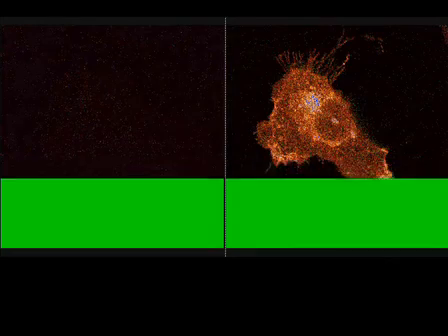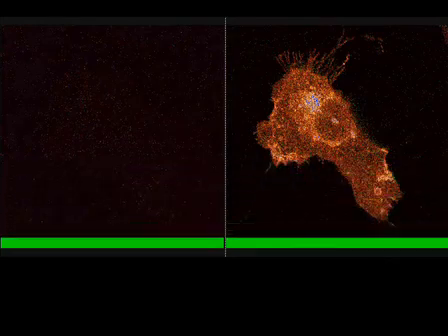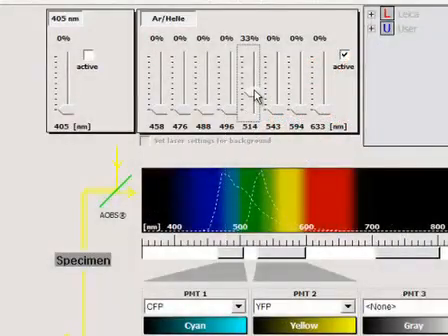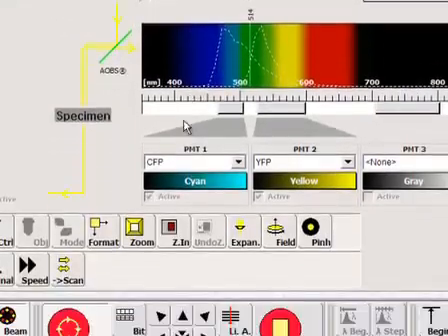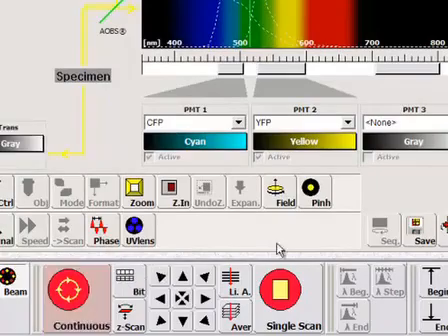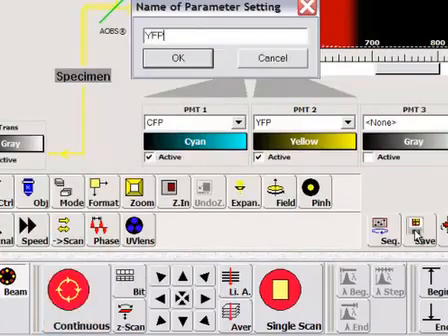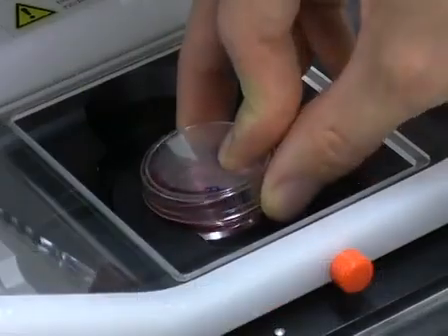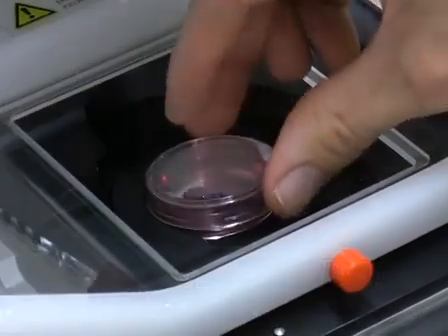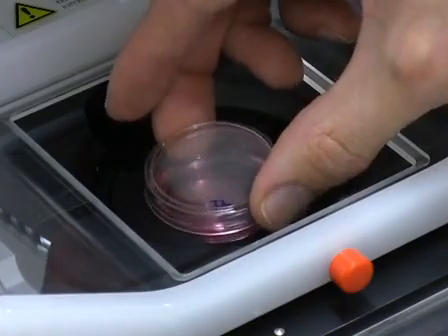Perform the same control for YFP crosstalk in the CFP channel by adjusting the excitation power at 514 nanometers for cells expressing only YFP. Save this setting. Next, place cells co-expressing CFP and YFP into the stage incubator.